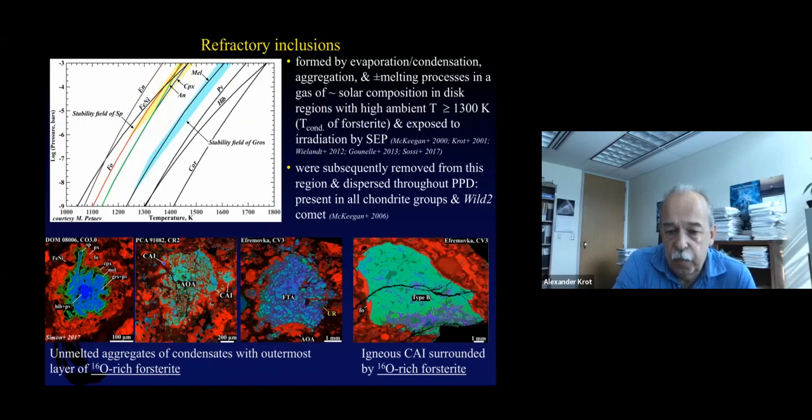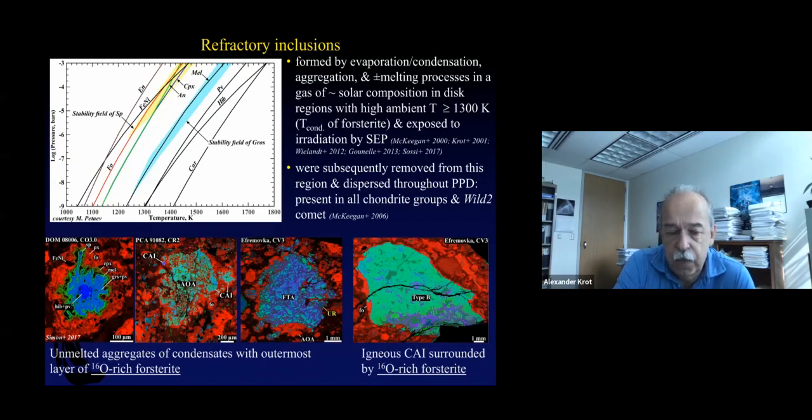And at the bottom, I showed magnesium, calcium, aluminum rich maps of different types of refractory inclusions that we find in chondrites. If you look at their textures and mineralogy, we can divide them into two main groups. One group represents objects that basically condensed from the gas and subsequently coalesced, aggregated together.